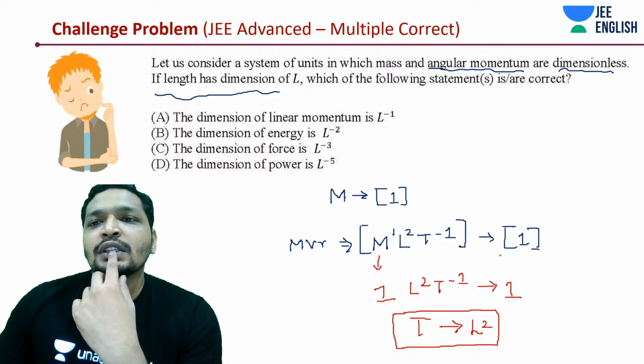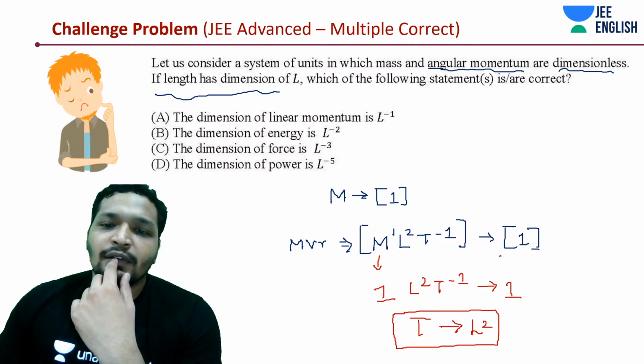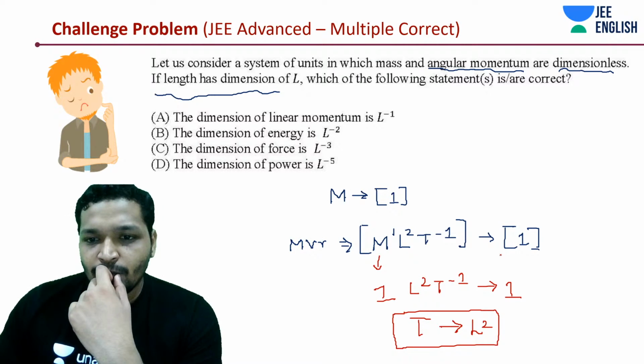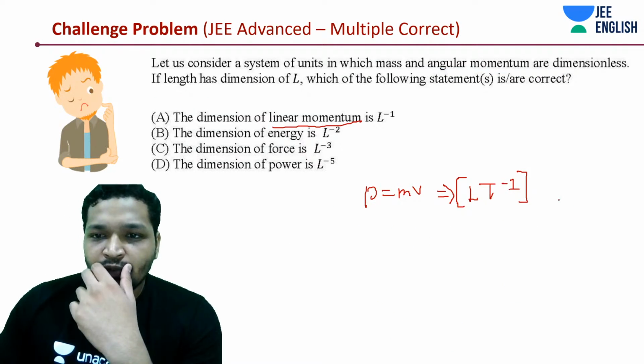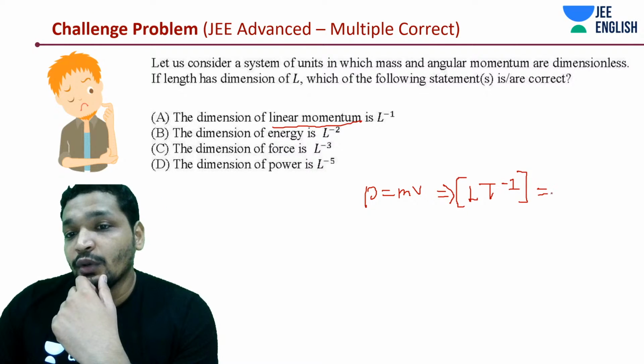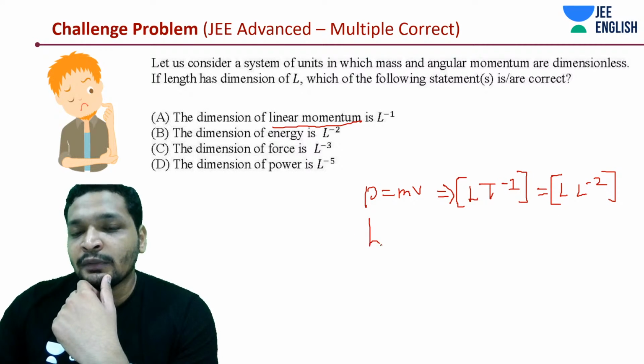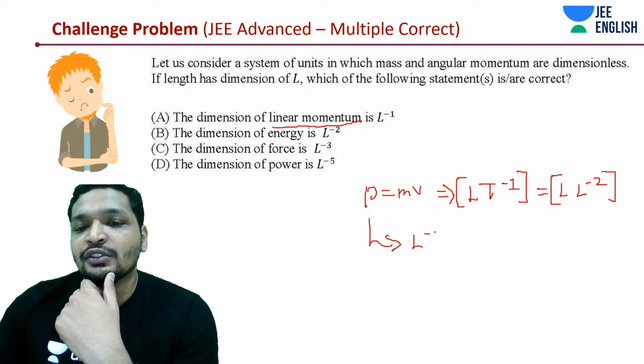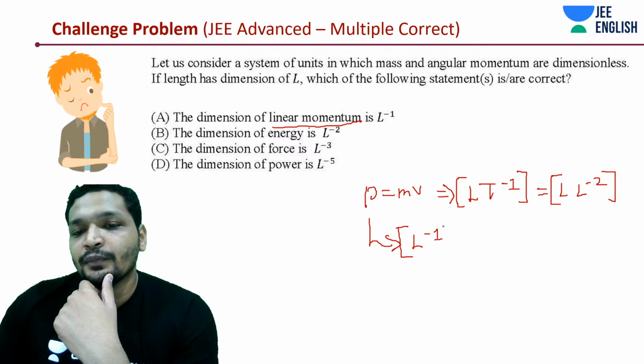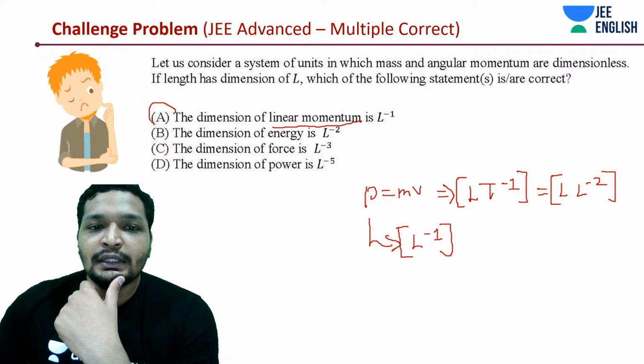Just a moment, velocity into distance, right? Everything is correct. T should have the dimensions of this. So this should be L into L to the power minus 2, since this is also minus 1. So your linear momentum would have a dimension of L to the power minus 1. Okay, so A is correct.